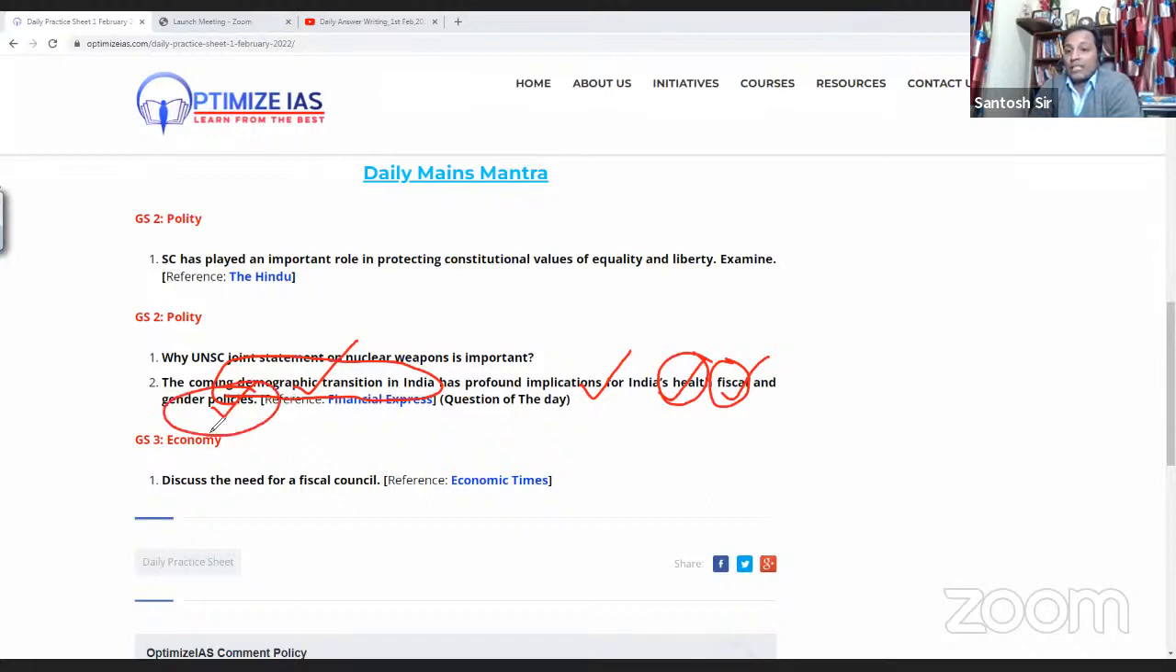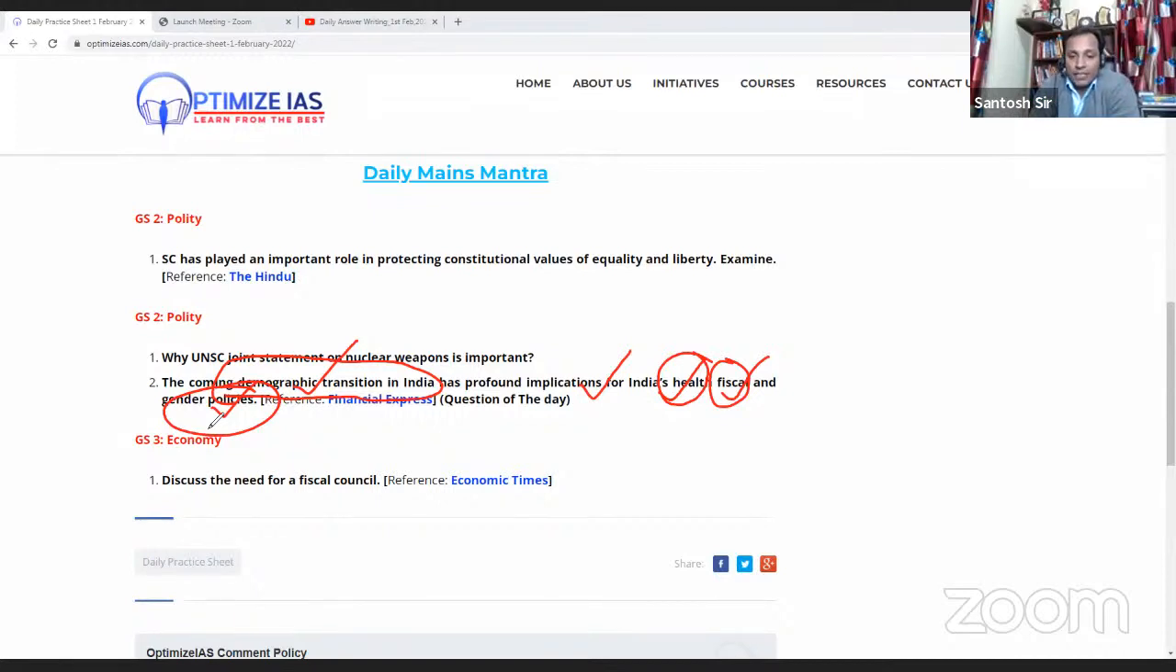Profound implication. This means you have to explain the implication of the demographic transition which is happening in India, and implication on what? Health, fiscal, and gender policies. We'll see how we can write this answer in a beautiful manner, and through that we will learn templates. How can we deconstruct the question and write a good answer?